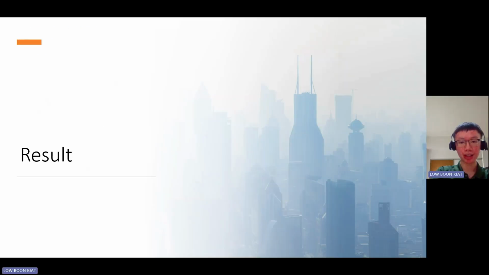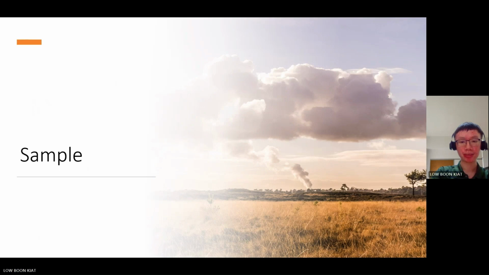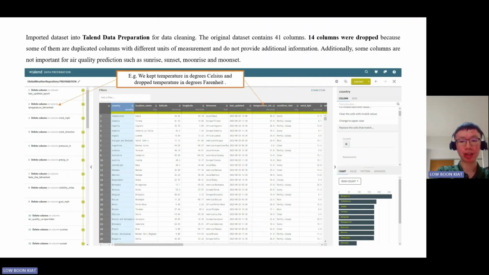Hi everyone, I am Boon Kiat. I will talk about the result, specifically the sample phase. The dataset was downloaded from Kaggle as a CSV file and imported into Teradata in preparation for data cleaning.